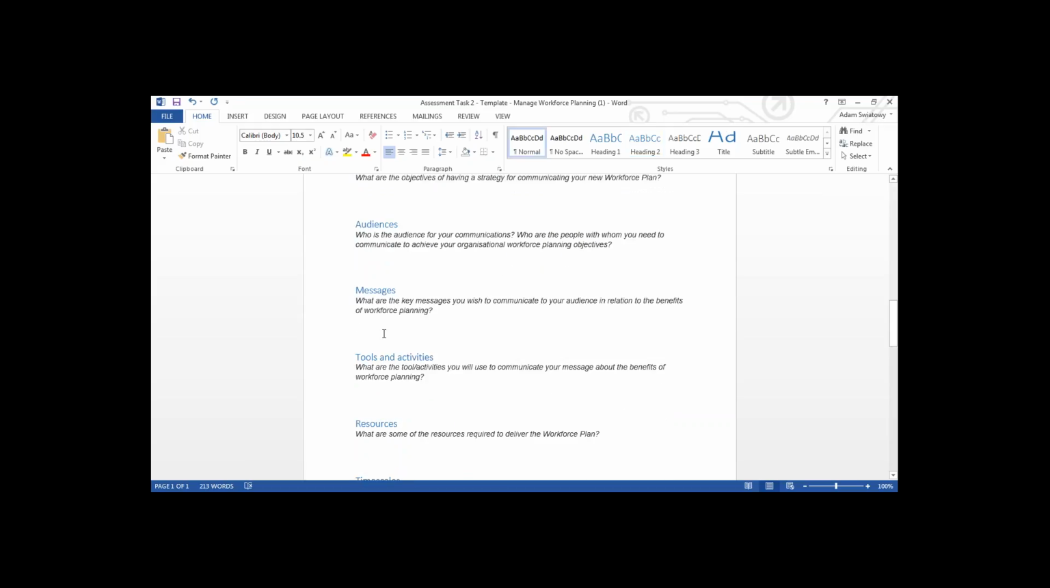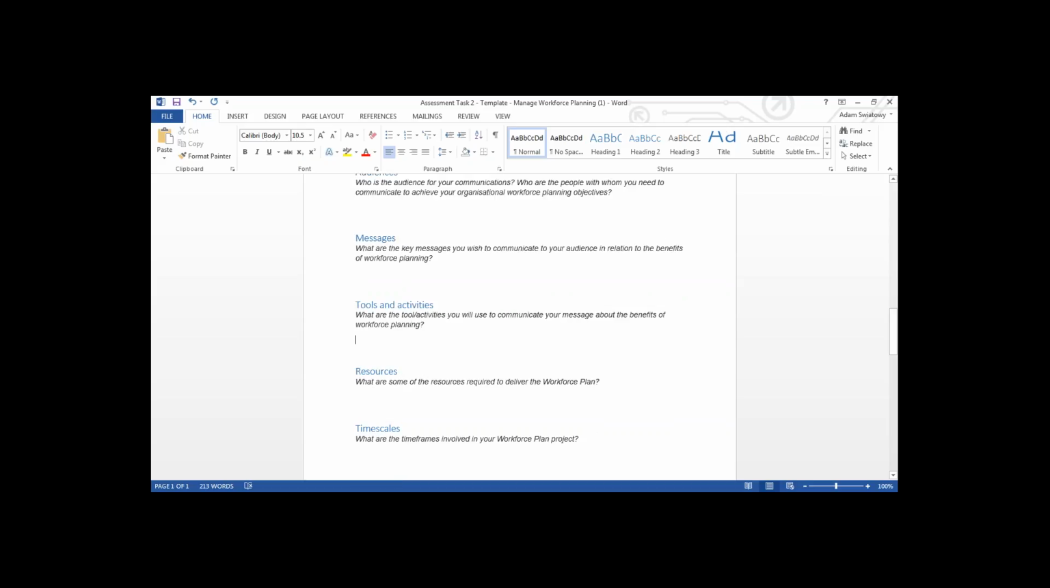Now the messages under this one, what are the key messages that you wish to communicate to your audience in relation to the benefits of workforce planning? So here I just want you to list what the key benefits are to this workforce plan that you've just created in assessment task 1. And these are the messages that you will be attempting to communicate as part of your communication strategy. So what are those key messages? What are the reasons why we're doing this? What is the real benefit to the business? Why should the business get involved and take on this workforce plan that you've created? So what are those key messages?